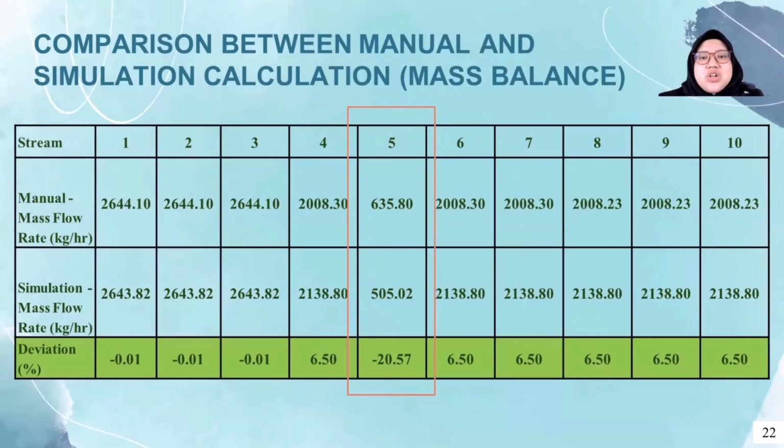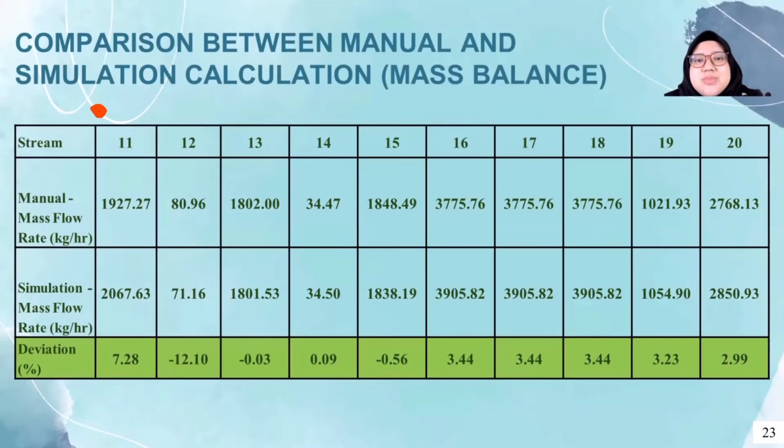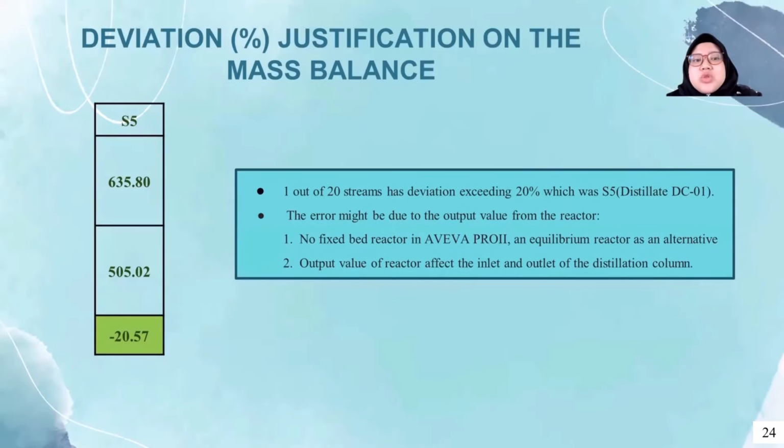So this slide shows the comparison between manual calculation and simulation for mass balance, for stream 1 to stream 10. For stream 5, we can see the deviation is quite high, which is 20.57%. And this is the comparison for stream 11 to stream 20. So almost all the streams have an error less than 20%. So 1 out of 20 streams has deviation exceeding 20%, which was S5. S5 comes from distillation column 1, which is the distillate stream.